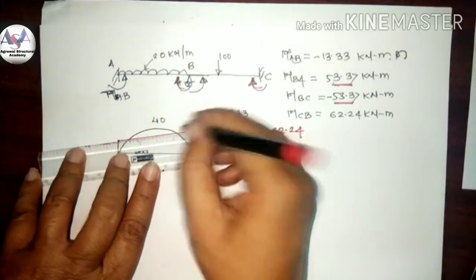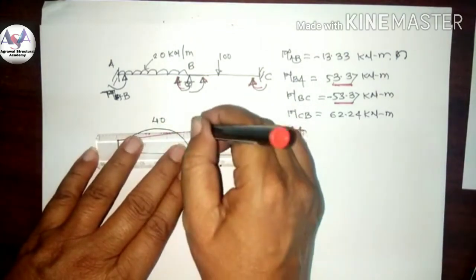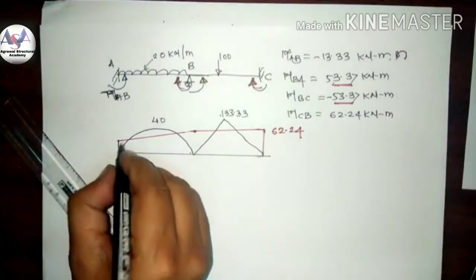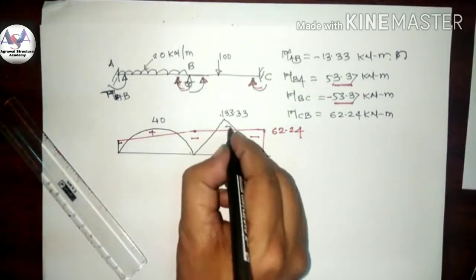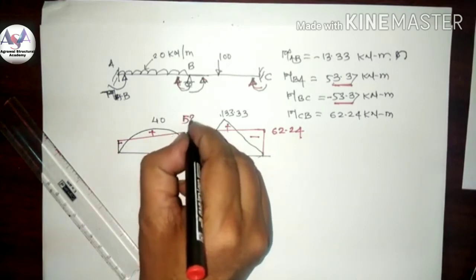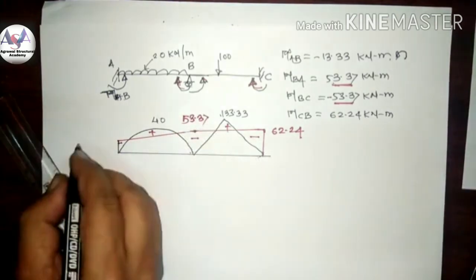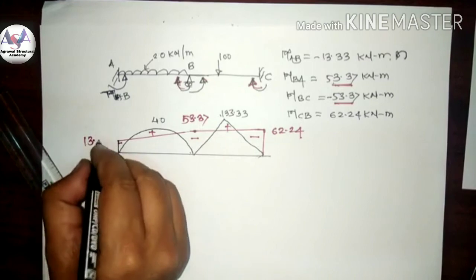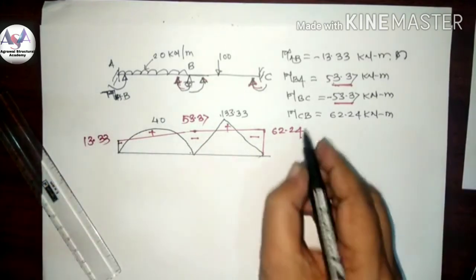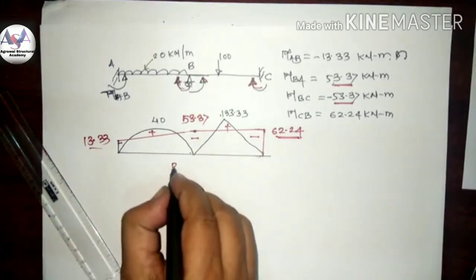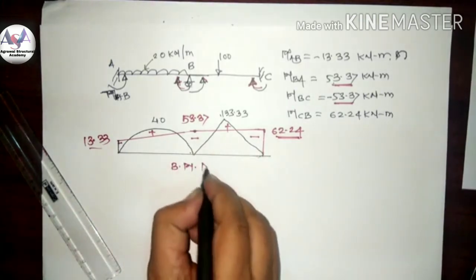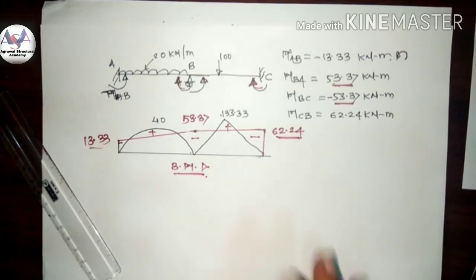So you will get this type of superimposition. This is minus, this is minus, this is minus, this is plus, this is plus. This is 53.37, this is 13.33, this is 62.24. This is the final BMD of this problem.